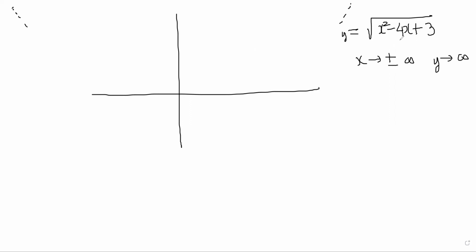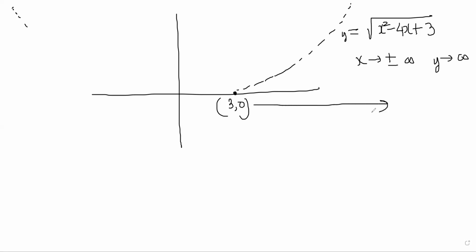At x equal to 3, the value of the function is 9 minus 12 plus 3, which is 0, right? The function is becoming 0 at 3. So this point is 3 comma 0. And after that, the function is an increasing function. I don't need the nature of the function so much. I only need to know whether it is rising or not.